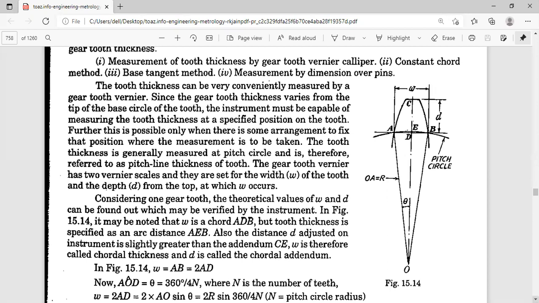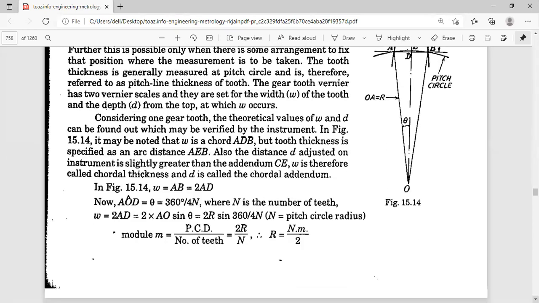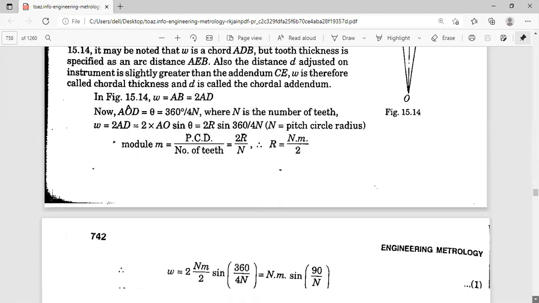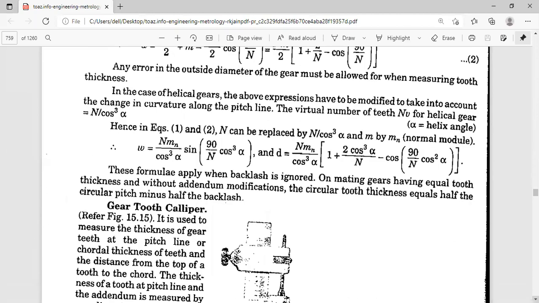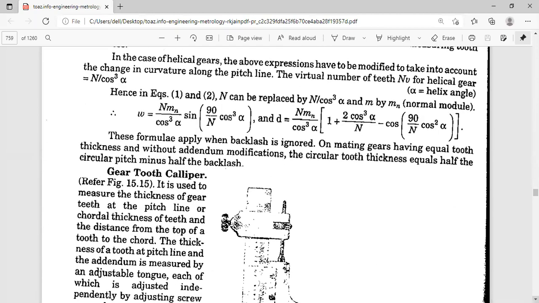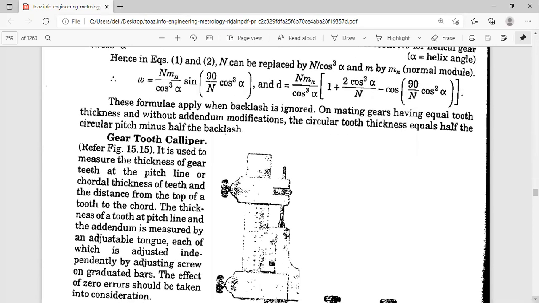The chord is AB there. There is an arc distance. It's not a straight line. That's why you cannot measure it directly, so we have to go for this derivation. So all this you have to know. And the addendum is measured by an adjustable tongue. That you have to see how to measure.